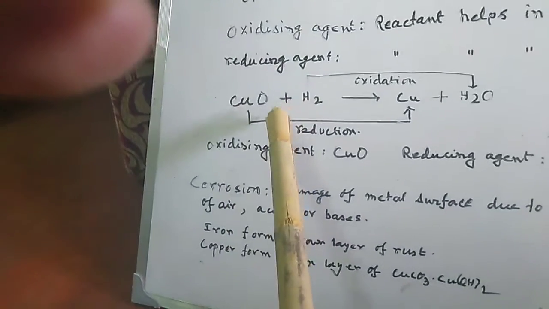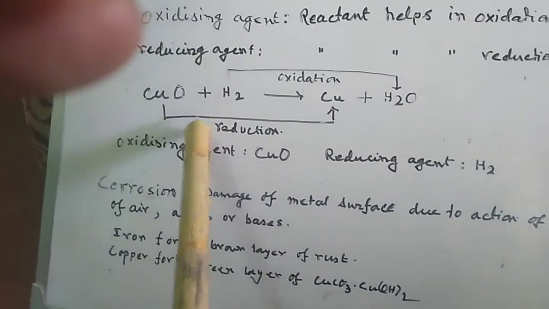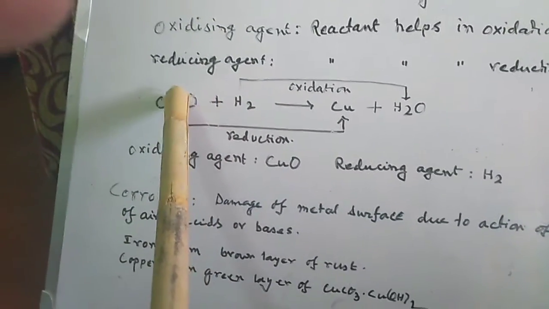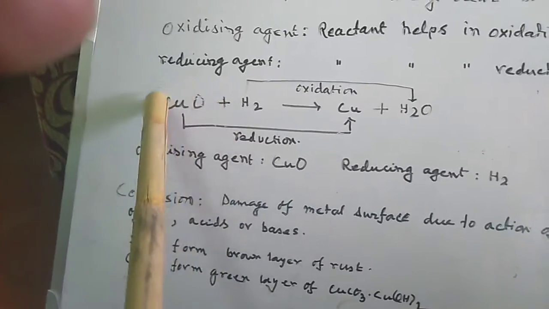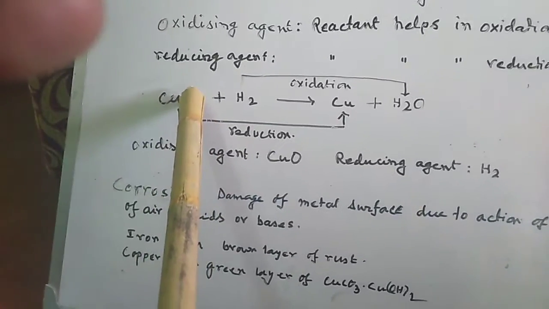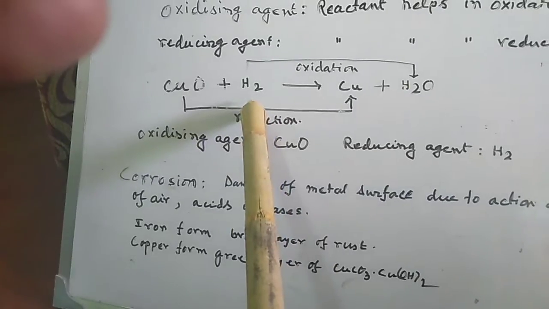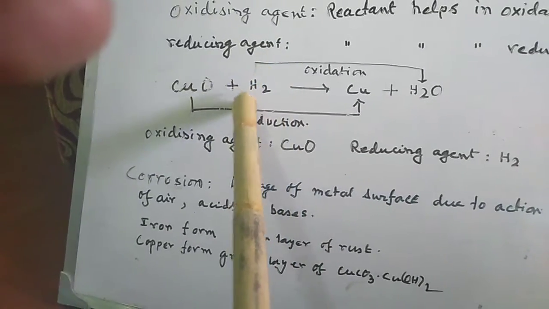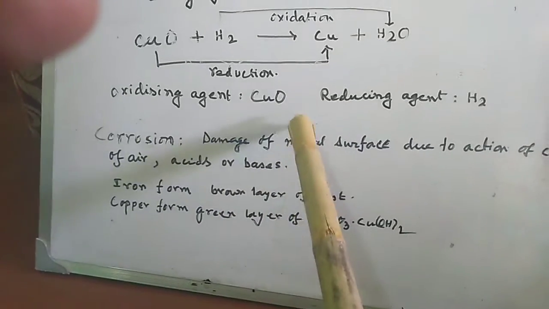Now here, what is the oxidizing agent and what is the reducing agent? The oxidizing agent is the one whose reduction occurs. Copper oxide gets reduced, so copper oxide is the oxidizing agent. And the one whose oxidation occurs is hydrogen, so hydrogen is the reducing agent. Is it clear?